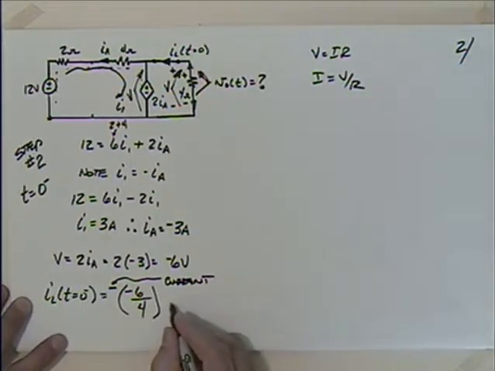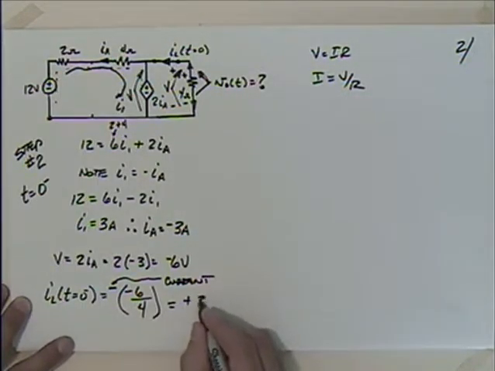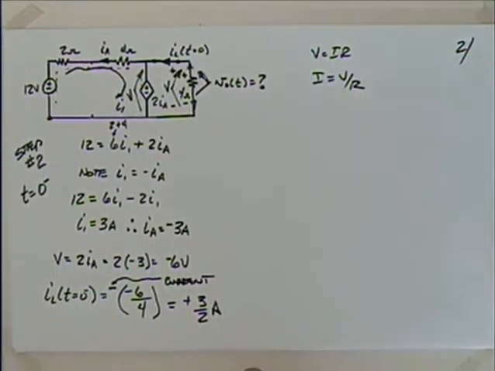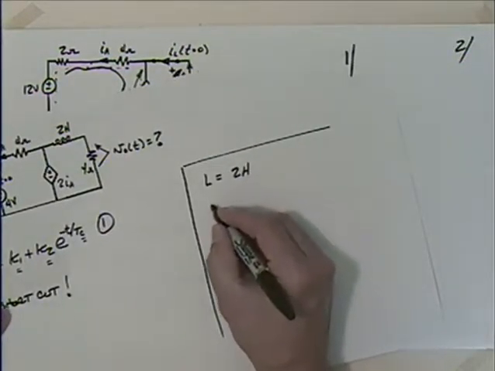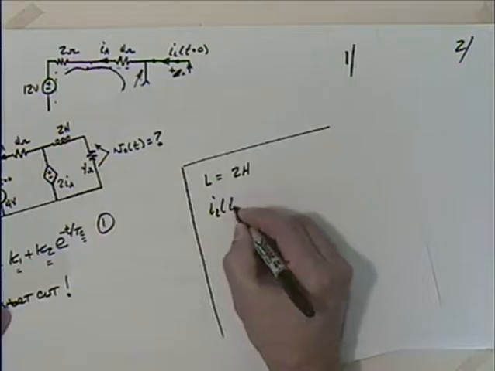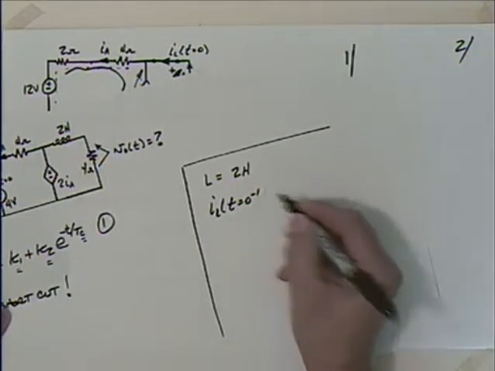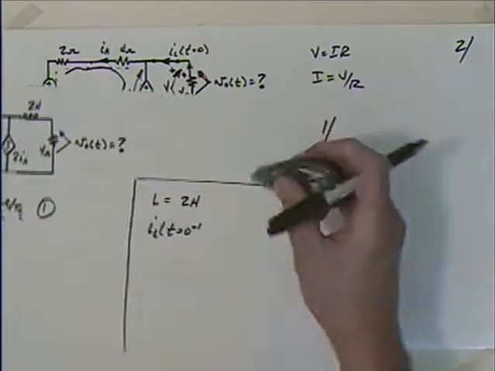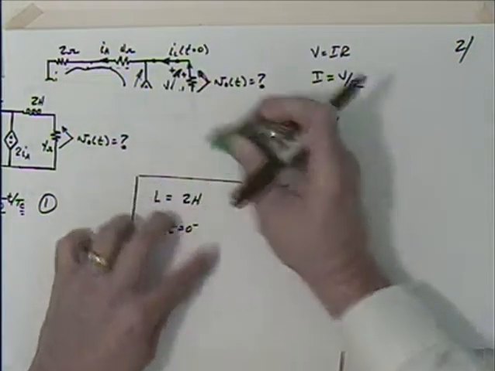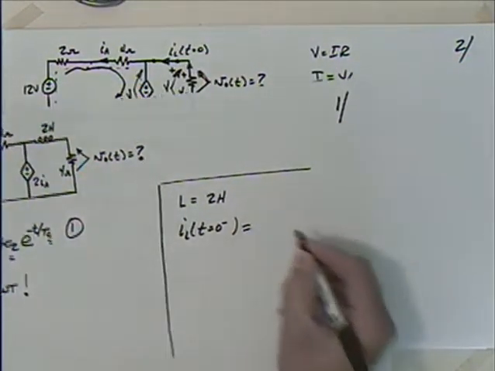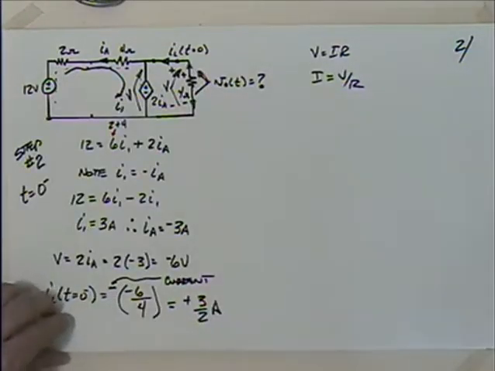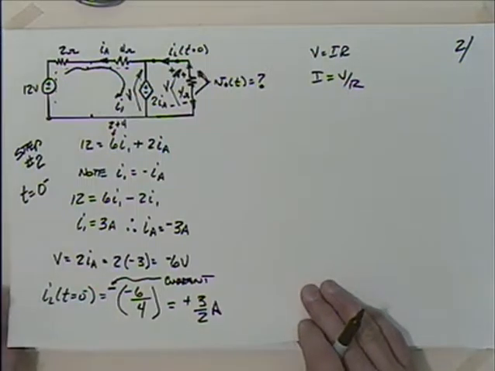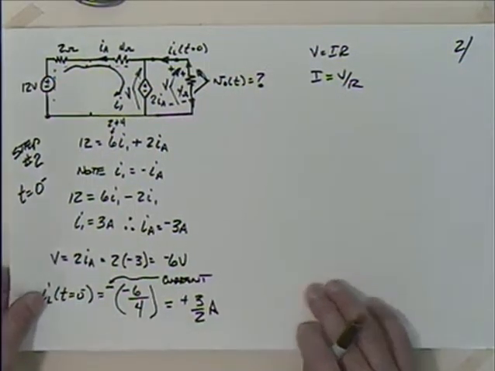So those negative signs cancel out, and I end up with positive 3/2 of an amp. Okay, 3/2 of an amp. Well, that's probably worth noting. So I_L at t equals 0 minus, not 0 minus 1, is equal to, what do we have, 3/2 of an amp. Okay, so then going forward, I can take that into step number 3.